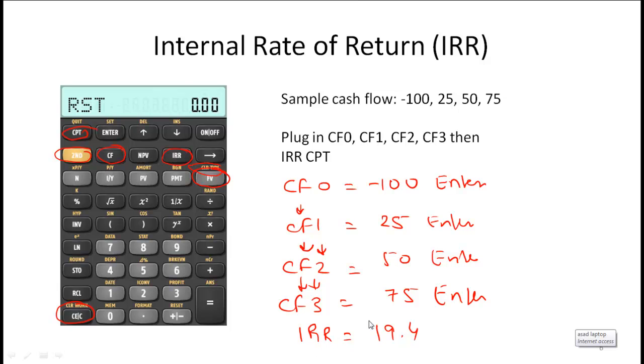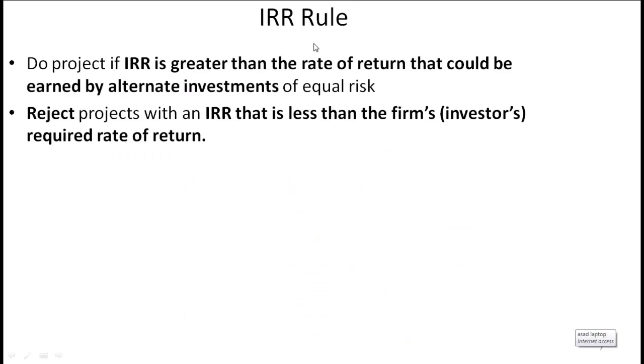And again, practice this a few times and make sure you are comfortable with using the calculator to come up with IRR. What is the IRR rule? Do a project, or accept a project, if IRR is greater than the rate of return that could be earned by alternative investments of equal risk. So for example, if on another project of equal risk you can get 9%, but on the project that you just calculated, you are getting 19.4%. Since 19.4% is greater than 9%, then you should do the project.